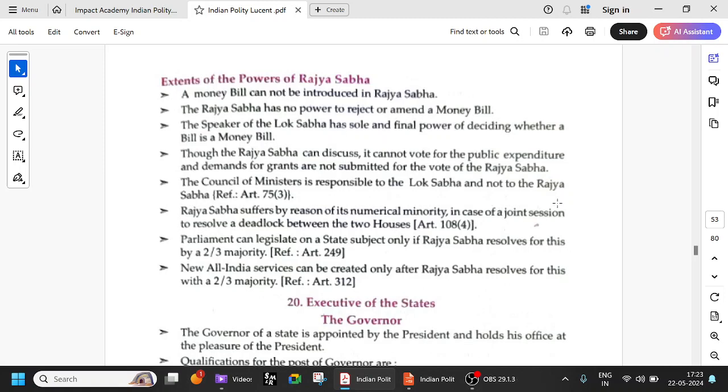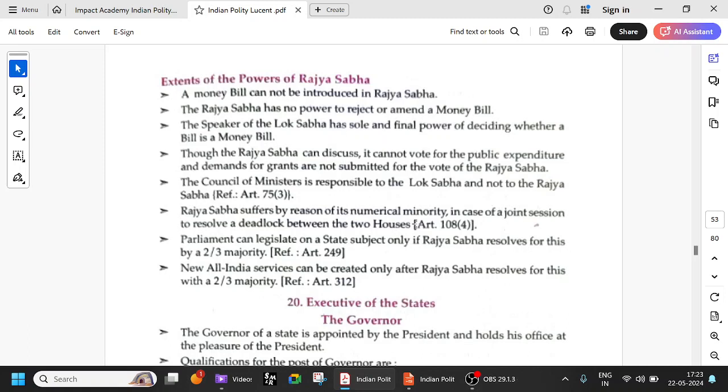Even though he is from the Rajya Sabha, any minister can sit in the proceedings of the other house also, but he cannot vote. Okay, so Rajya Sabha suffers by reason of its numerical minority in case of a joint session to resolve a deadlock between the two houses.